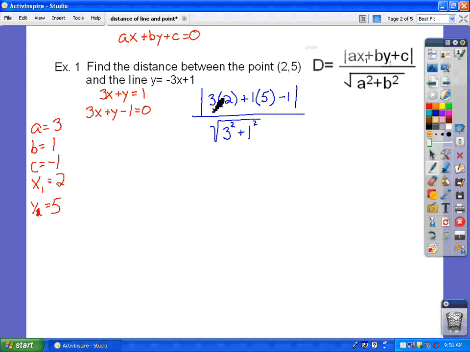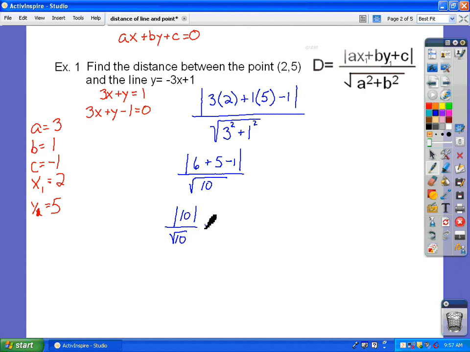Everything's ready to rock. All I have to do now is carry out the arithmetic, and let's get an end result. So here we go. 3 times 2, that's 6. 1 times 5, there's a 5, and then it's still a minus 1 right here. I'm going to take the absolute value of all that. Now I'm going to skip a step here again, but 3 squared is 9. 1 squared is 1. 9 and 1 is 10. And so across the top now, 6 plus 5 is 11. 11 minus 1 is 10, so we're left with the absolute value of 10 over the square root of 10.